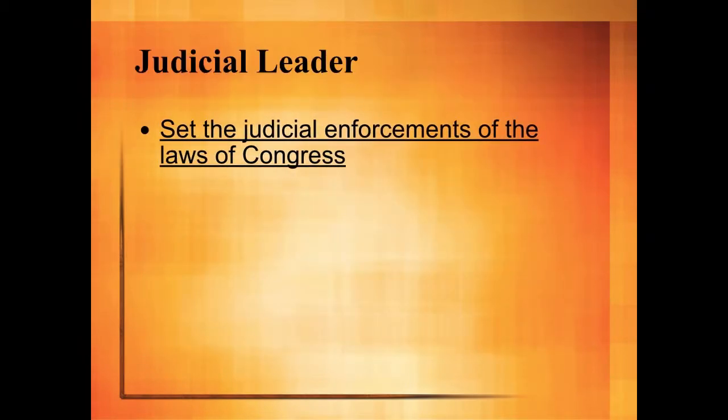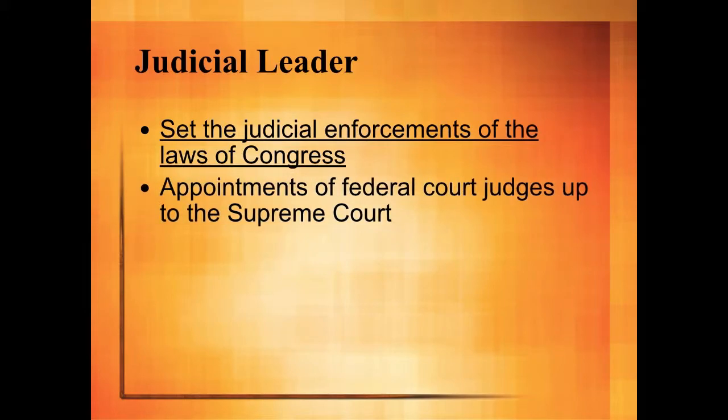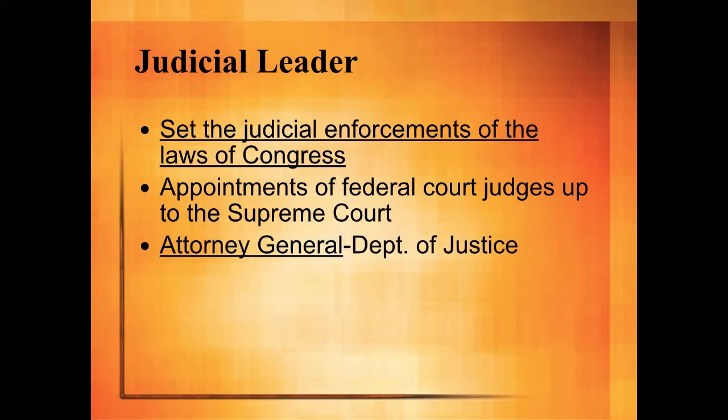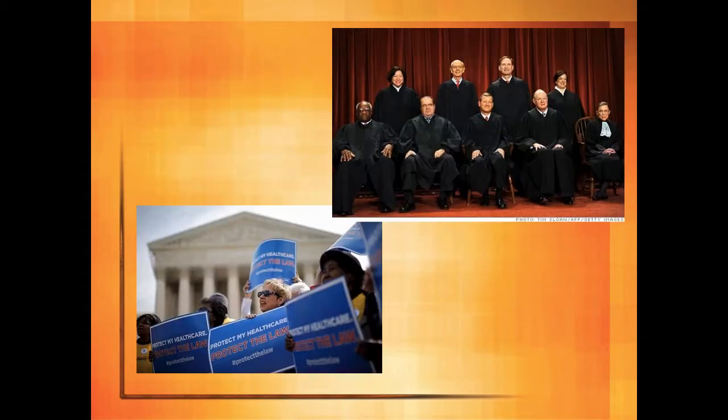The president also is the judicial leader, and he enforces the laws of Congress, right? So this is one of the main ideas. He sets up or helps appoint the judges to federal courts and up to the Supreme Court. And the Attorney General is the chief lawyer and runs the Department of Justice. So this is who the FBI is under. And this is, once again, a good example of checks and balances. The president is in charge of enforcing laws, which gets him pretty close to the judicial branch, but those laws come from Congress, but his job is to make it happen.